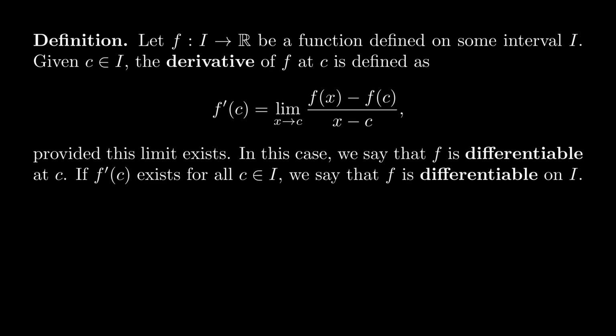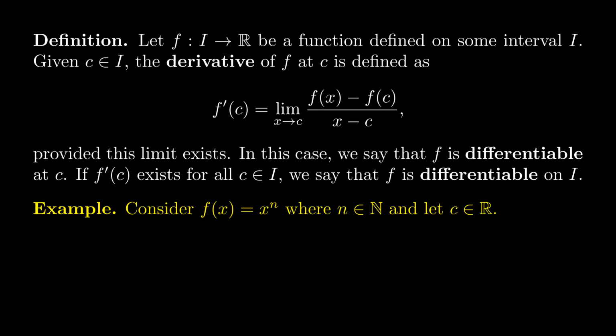And with this definition, it's meaningful to talk about the derivative at the endpoint of our interval, because then the limit just becomes a one-sided limit. Let's consider two basic examples. Consider the power function x to the n, where n is a natural, and let c be an arbitrary point in the reals.